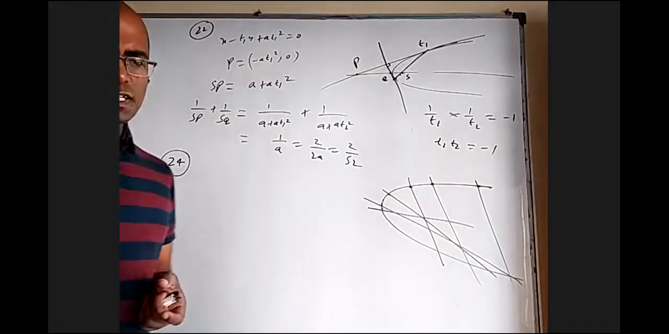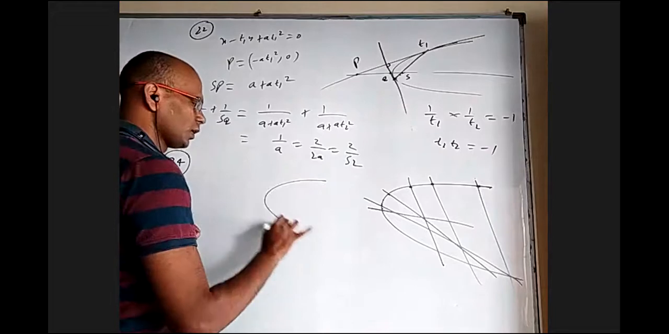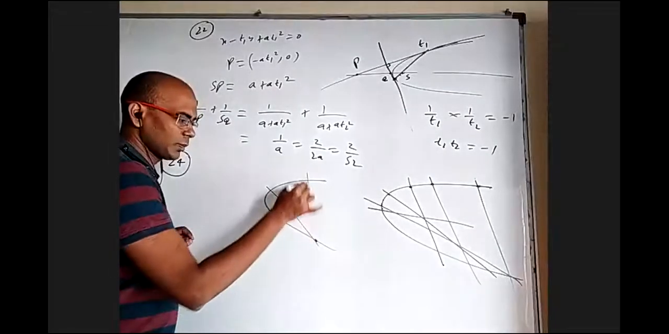One way it will come easily, but I don't have a solid explanation for that. What is that? Normally, if you take a point anywhere on the parabola, two different normals can pass through that point.